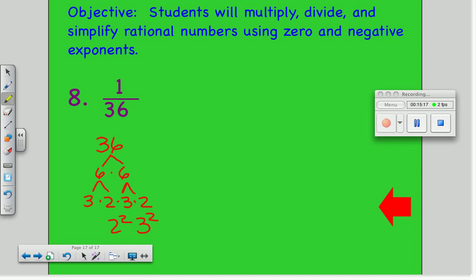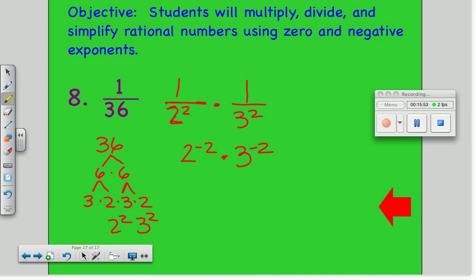So I have 1 over 2 to the power of 2, sorry. My mistake, I didn't mean to make it negative already. I apologize, I skipped a step. 1 over 2 to the power of 2, times 1 over 3 to the power of 2. Well, 1 over 2 to the power of 2 is the same as 2 raised to the power of negative 2. And 1 over 3 to the power of 2 is the same as 3 raised to the power of negative 2. I can't simplify this anymore.